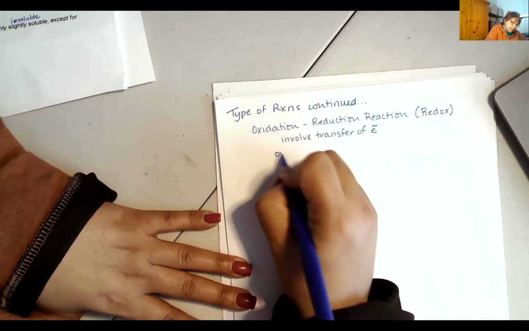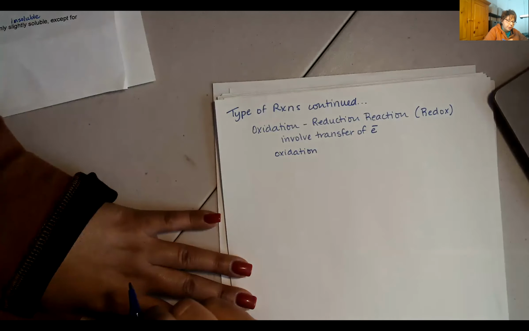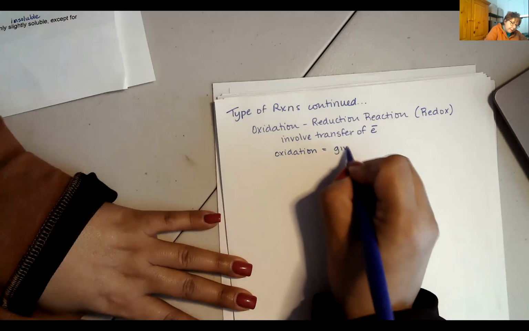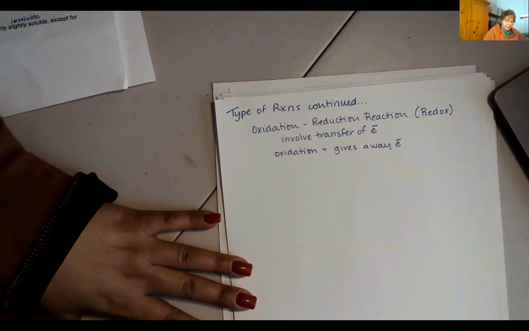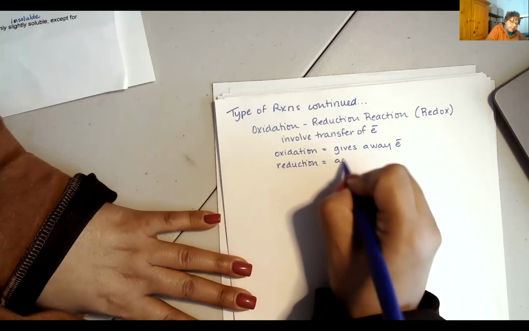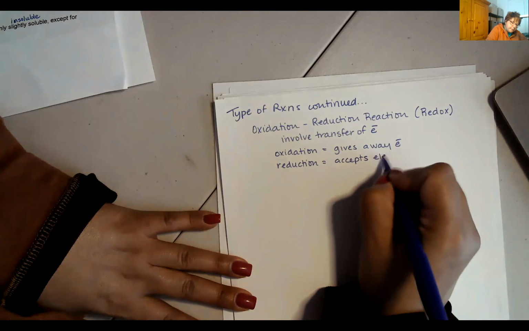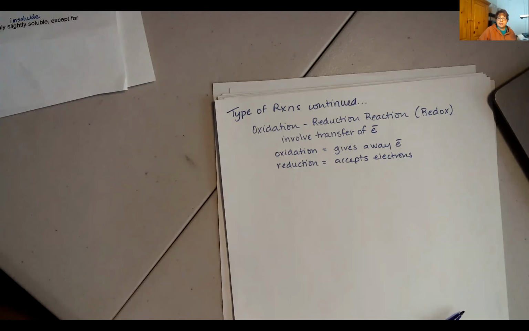Somebody's going to be oxidized. The one that gives away electrons is going to be oxidized. And the reduction part is the one that accepts electrons. And I need to send a handout to you in the chat window on how to determine oxidation numbers.